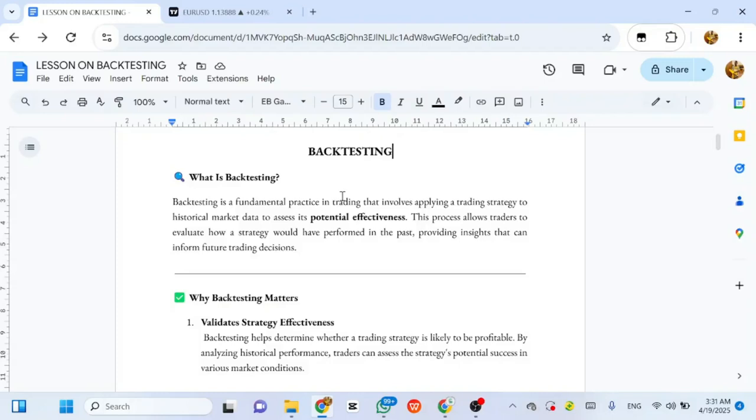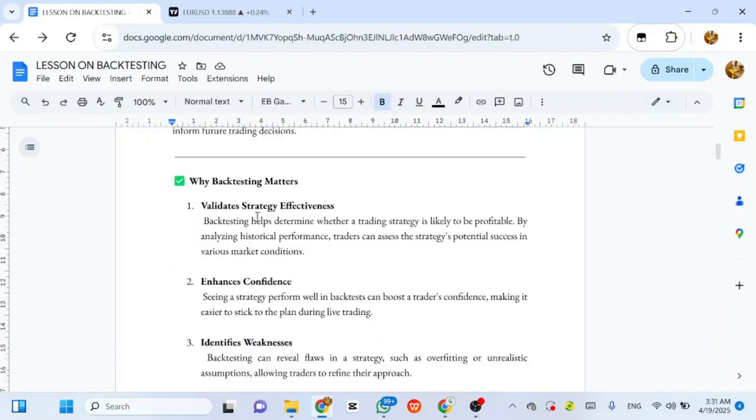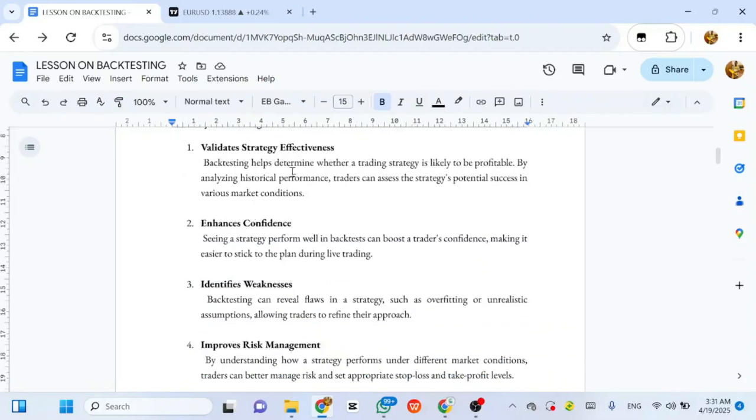This is a practical segment of this course. So let me just go over it again. Why do we backtest? We backtest to validate our strategy for effectiveness. We backtest to enhance confidence in trading. Enhance confidence not in yourself, but confidence in your system, in your trading edge.